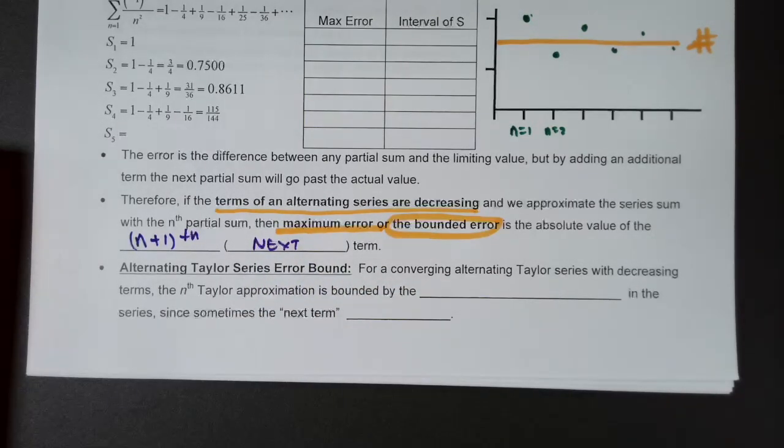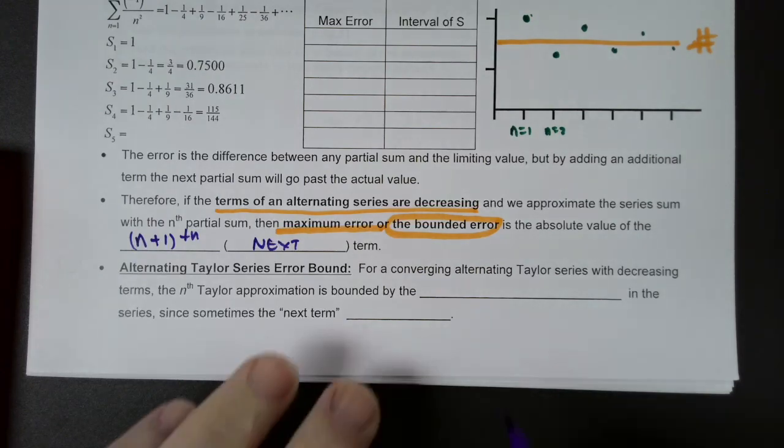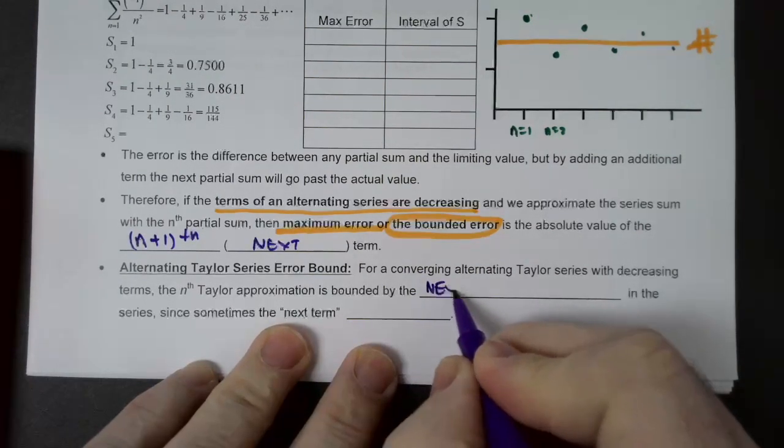If we go to n equals 7, the 8th term will be the most we're going to be off. This is called the alternating Taylor series error bound. For a converging alternating Taylor series with decreasing terms, the error of the nth Taylor polynomial is bounded by the next omitted term.